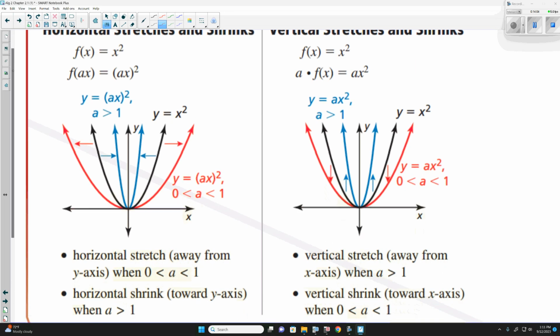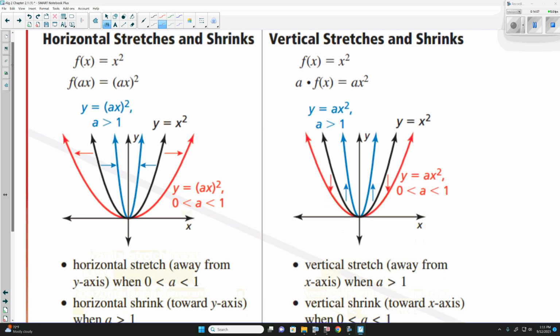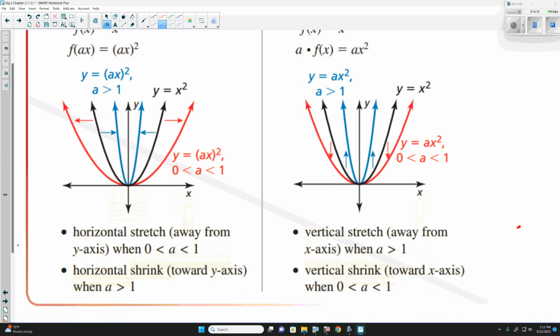Now, the other one we have is horizontal stretch and shrink and vertical stretch and shrink. Vertical is the nicer one of the two. It's a vertical stretch or shrink if we have a number being multiplied by the x squared or outside parentheses. If that number is greater than 1, it is a stretch. If it's between 0 and 1, it's a shrink. Greater than 1, it's a stretch. Between 0 and 1, it's a shrink.